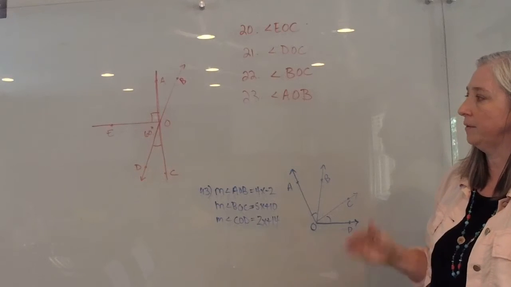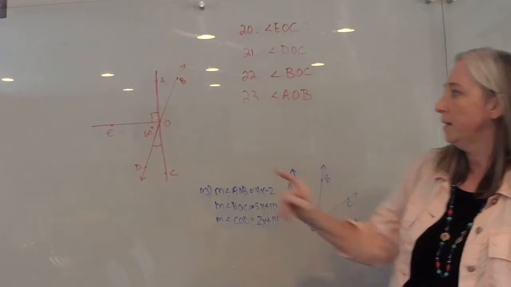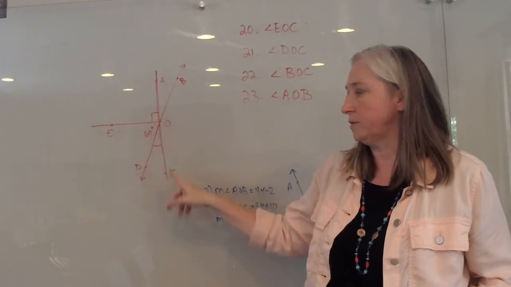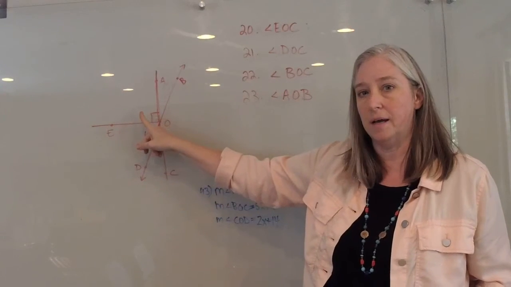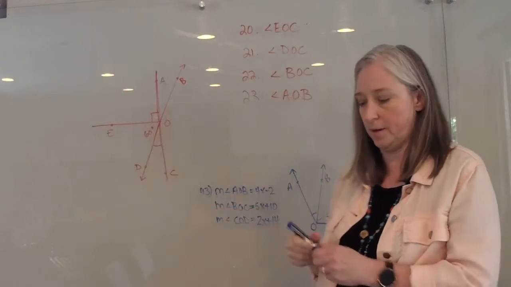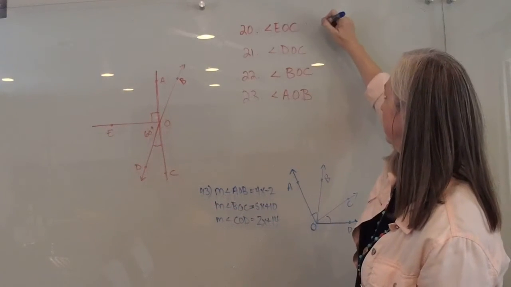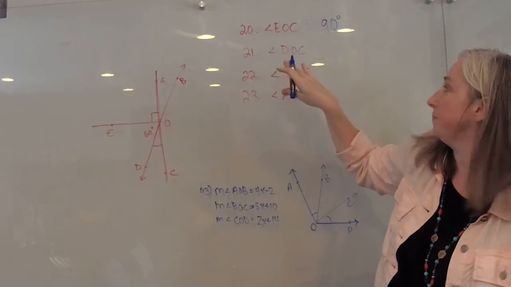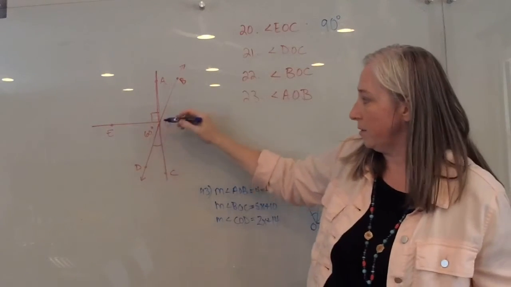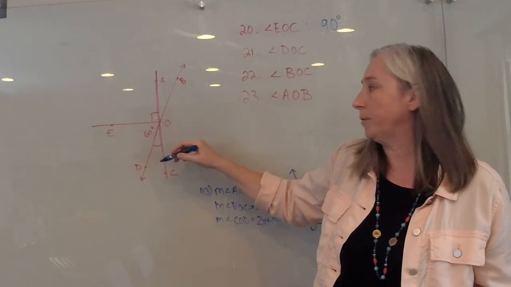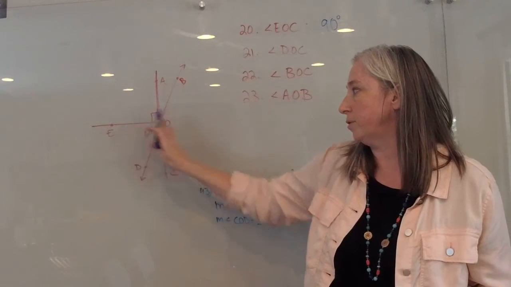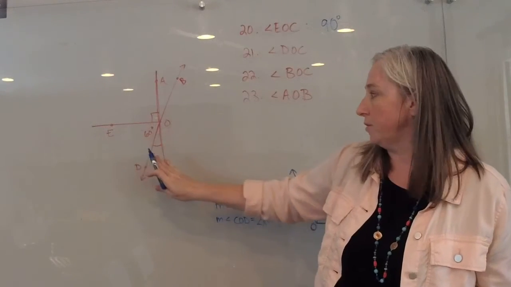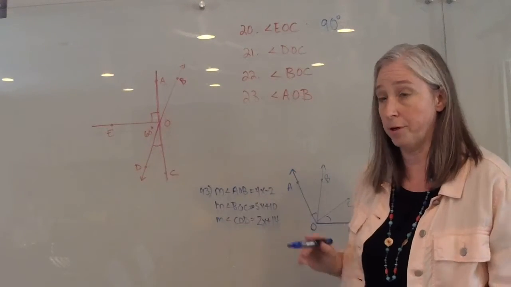We said in number 17 that angle EOA was supplementary to angle EOC. And since EOA is 90 degrees, that means that EOC also has to be 90 degrees. Okay, angle DOC is here, and we said that it was complementary to angle EOD. Those two had to add up to 90, and they tell me that angle EOD is 60. So that means that angle DOC has to be 30 degrees.